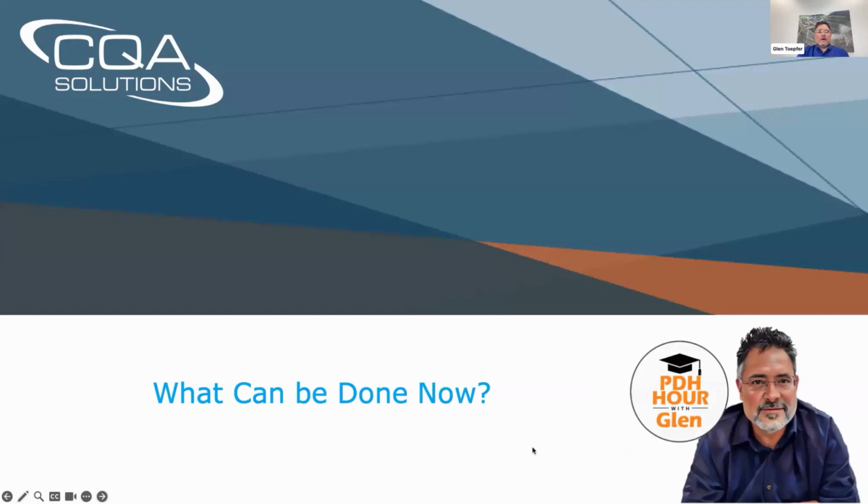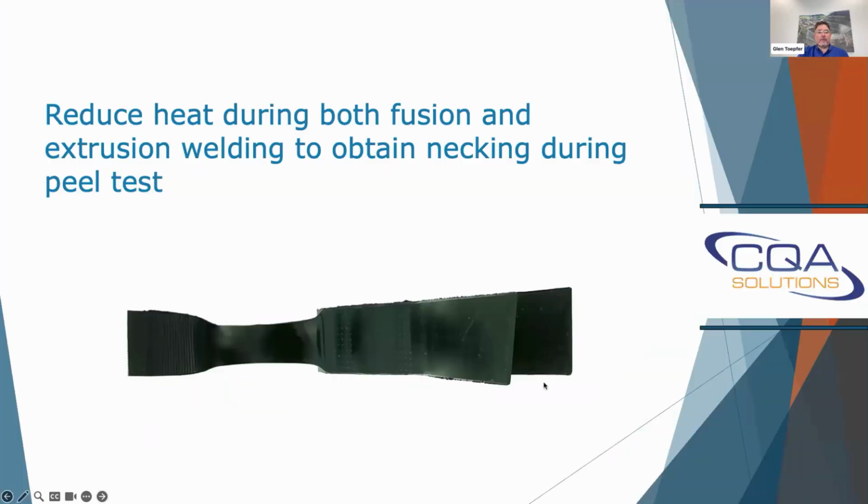So that aside, I wanted to look at what can be done now, since we talked about that overheating is a problem. What can we do now because the manufacturer's data is not out there and readily available? One of the biggest things is reducing heat during both fusion and extrusion welding. So you obtain necking during the peel test, necking or elongation.